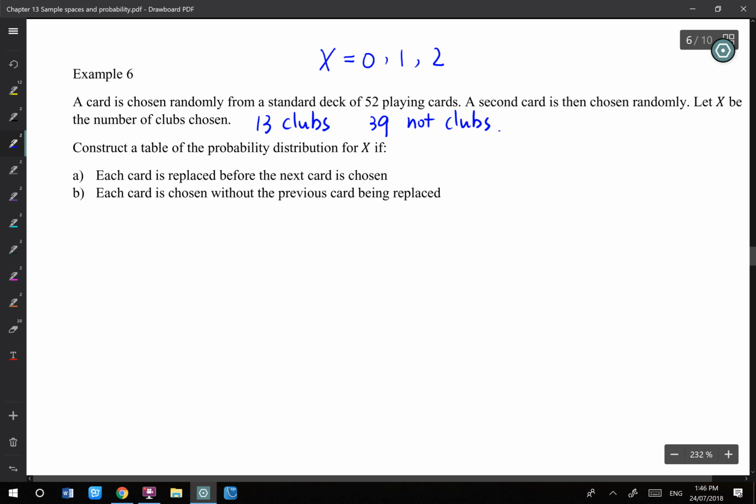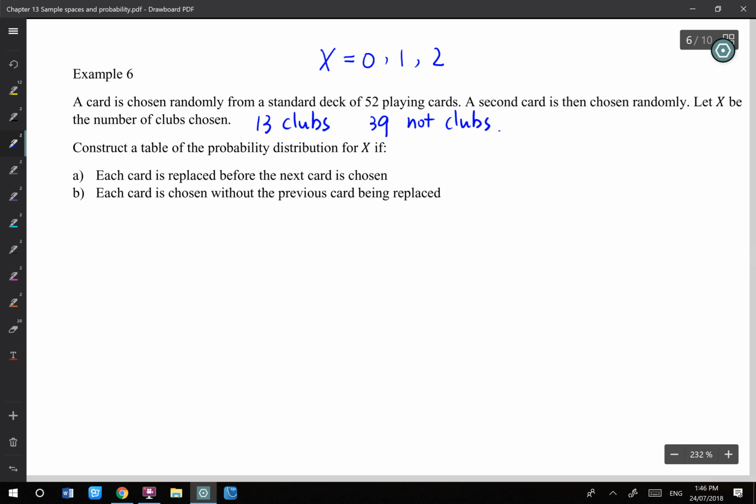2 questions. First question asks you if each card is being replaced, like when you replace the card before the next card is chosen. The second one is after you pick the card, you're not putting it back, and then pick the second one. So with replacement or without replacement. Okay, so do 2 separate tables for me.